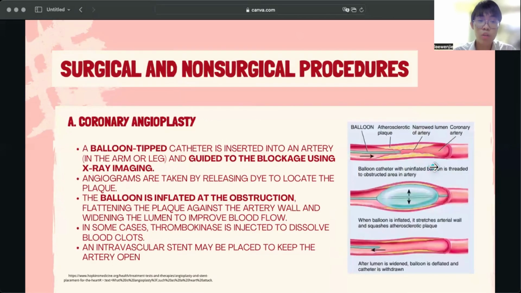Okay, coronary angioplasty. A balloon-tip catheter is inserted into the artery and guided to the blockage using X-ray imaging. Then the balloon is inflated at the obstruction, which flattens the plaque. You can see the image. Inflating flattens the plaque against the artery wall and widens the lumen to improve the blood flow. Next.